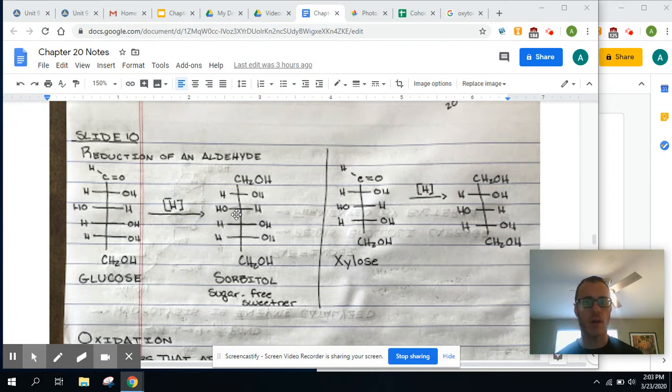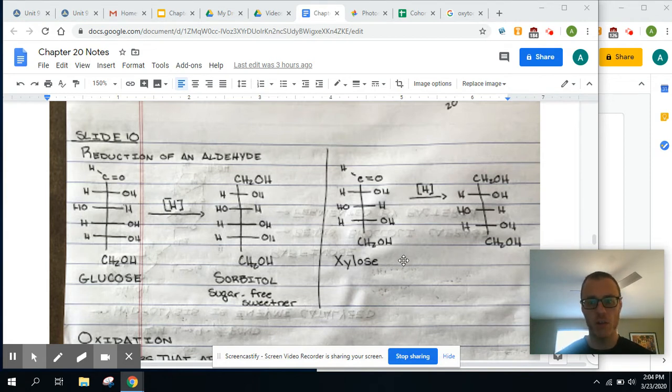So first, we're going to talk about reduction. All right. If you remember, we can reduce an aldehyde, and when we reduce an aldehyde, we get a primary alcohol. So this is glucose. We can reduce glucose to this right here. This is sorbitol, which is a sugar-free sweetener, simply because it's not glucose anymore. So we have this. We've reduced the aldehyde to a primary alcohol.